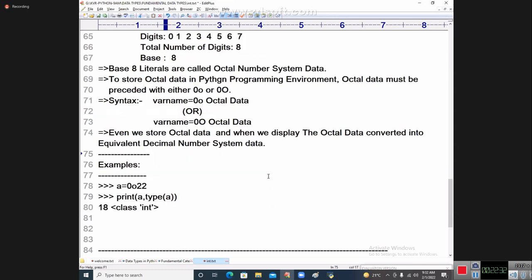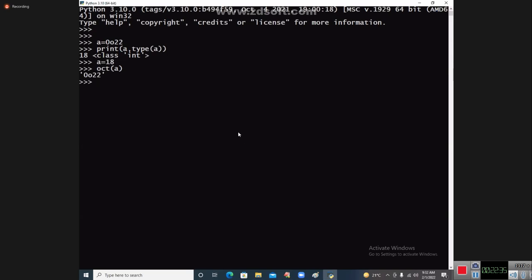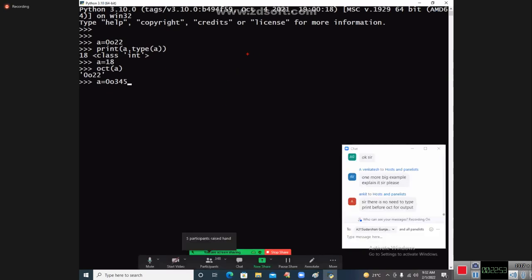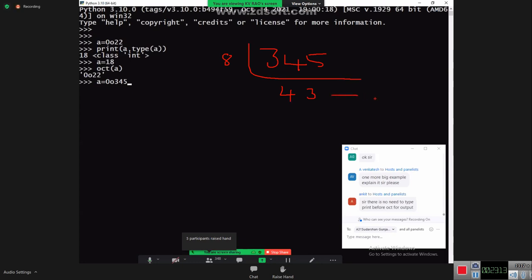Let us come back to one more example. I can take a is equal to 0 O 345. How do you evaluate this 345? It's octal, so the base is 8. 8 into 3 is 24, then 8 into 4 is 32, and 32 plus 25. How much is that? 8 into 3 is 24. How much is that?